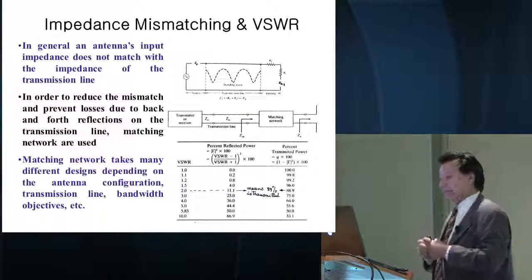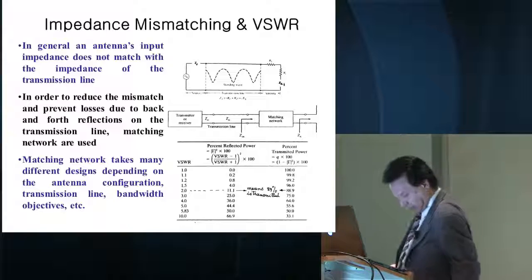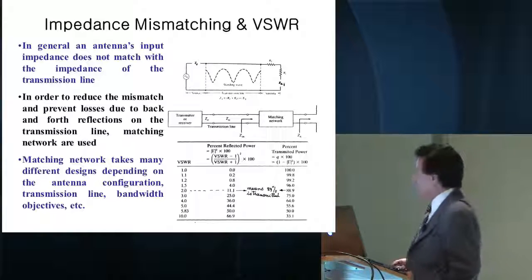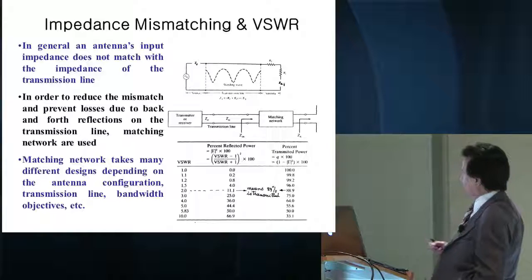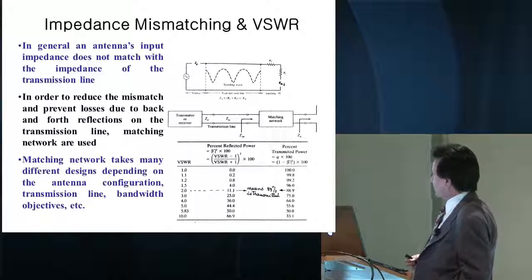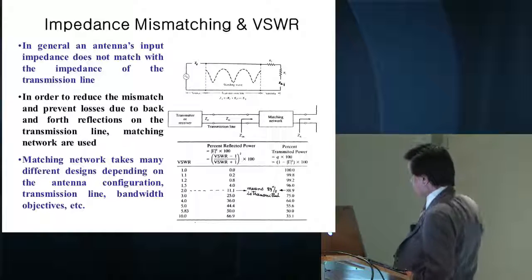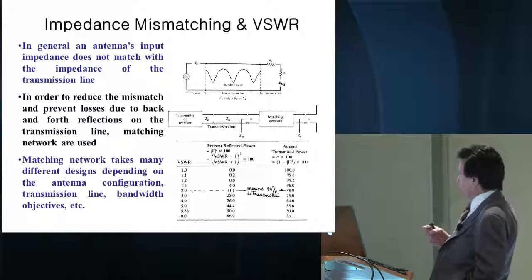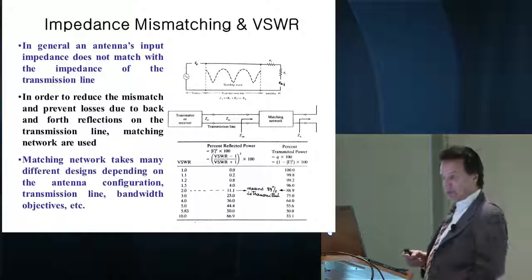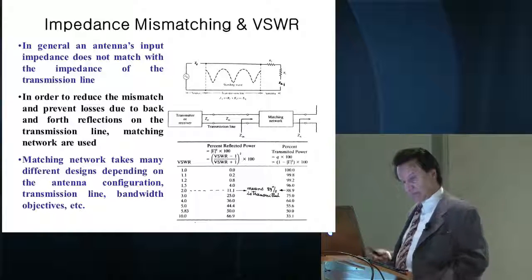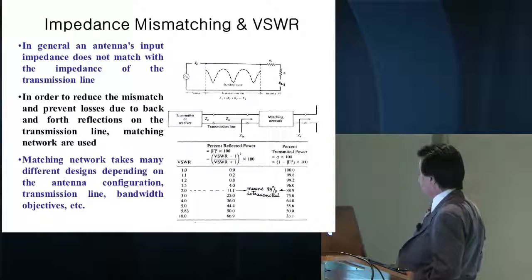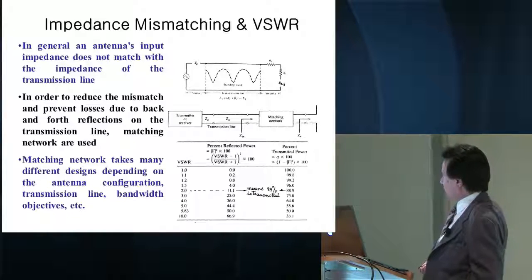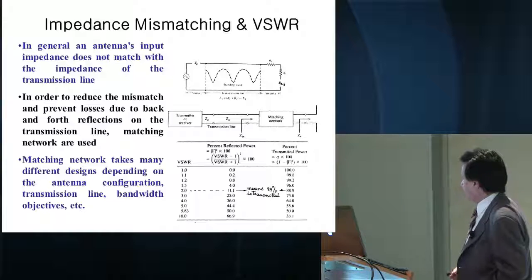Among all the things that might be of interest to you in particular is the notion of impedance mismatch and VSWR. In general, an antenna's input impedance does not match the impedance of the transmission line or guiding structure. In order to reduce the mismatch and prevent loss due to the back and forth reflection on the transmission line, matching networks are typically used if needed. Matching networks take many different designs depending on the antenna configuration, transmission line, bandwidth objectives, and so forth.